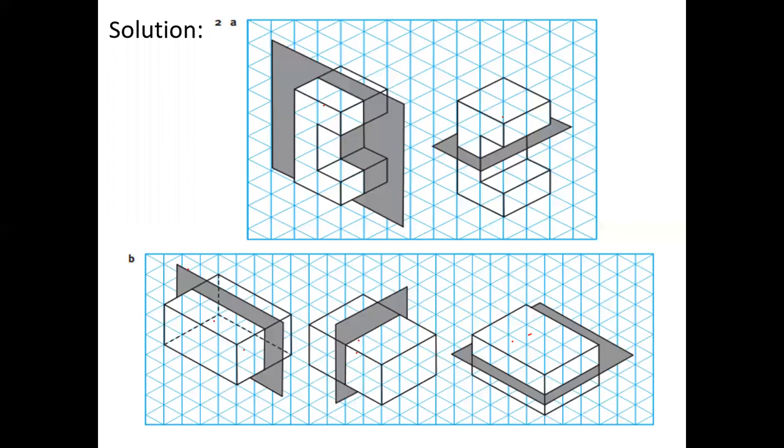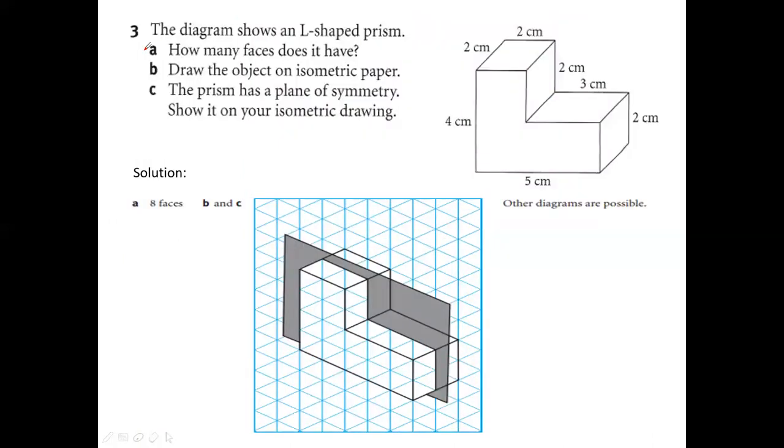Yeah. Next question. The diagram shows an L-shaped prism. It is an L-shaped prism. But here there is an L shape. How many faces does it have? Now can you count the faces here? You try to count the faces and let me know how many faces it has.